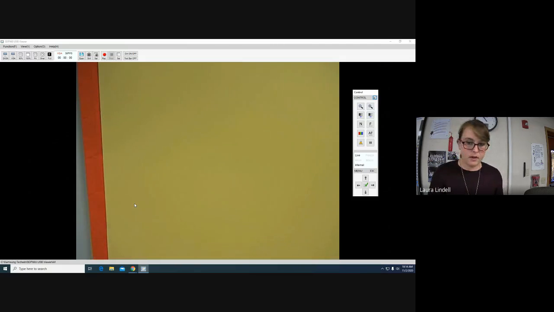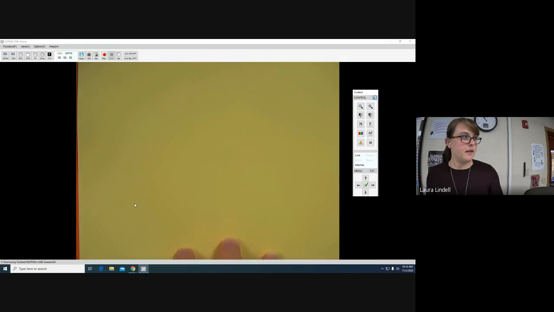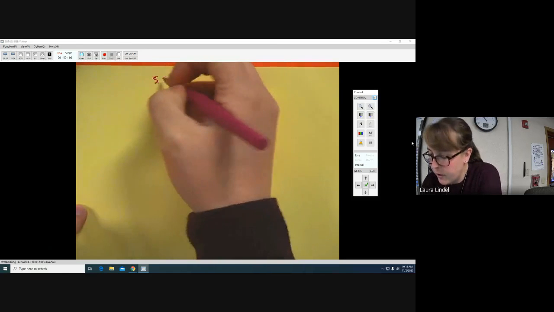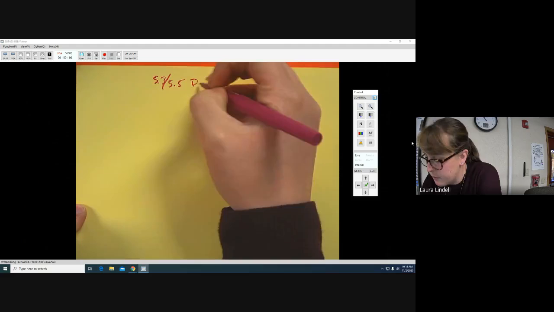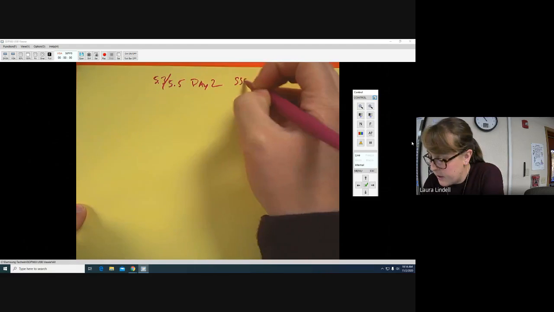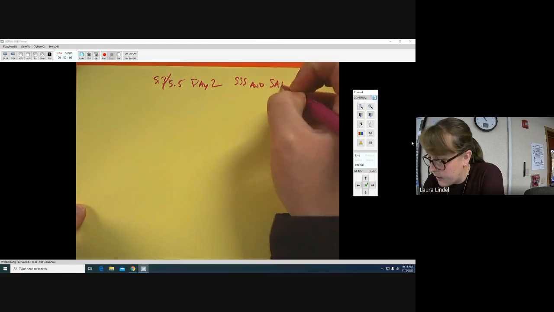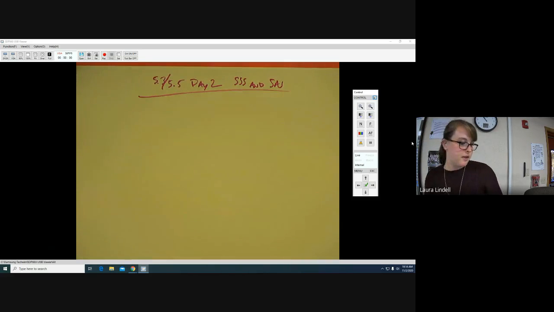Okay. There's the top of the paper. Okay, so 5.3/5.5 day 2, SSS and SAS continued. Okay, so today is going to be mostly going through examples of types of things that you might encounter on the homework, on tests, things like that, that use different properties and things that we've learned before this chapter.